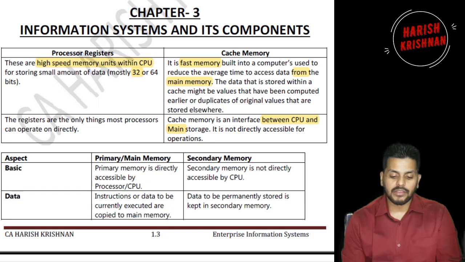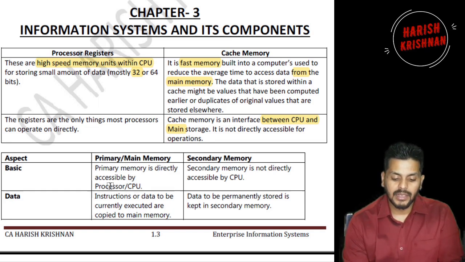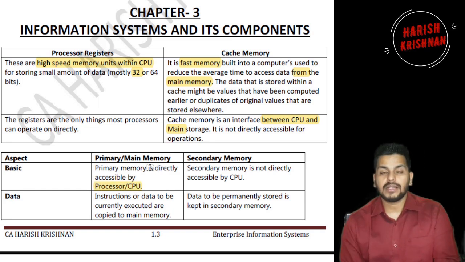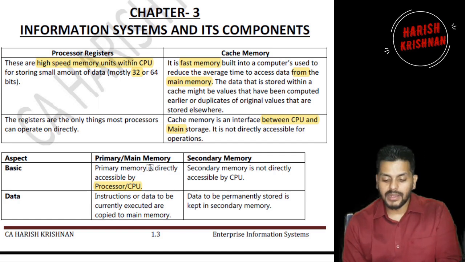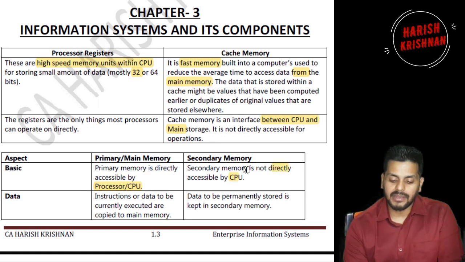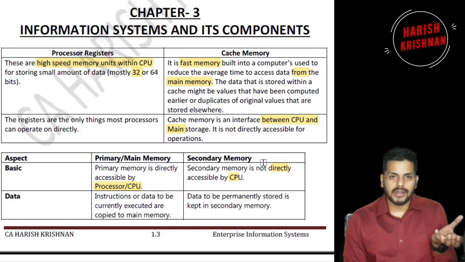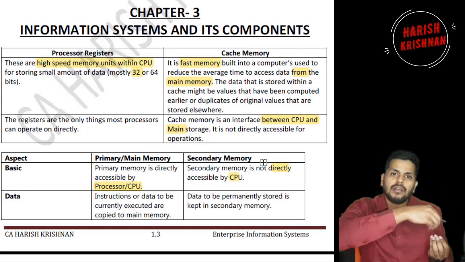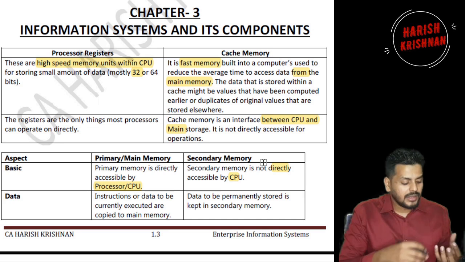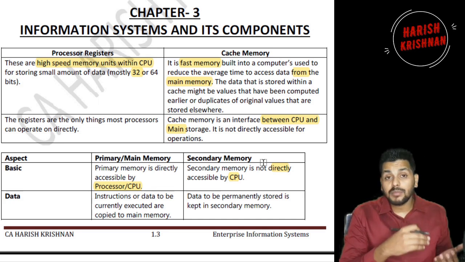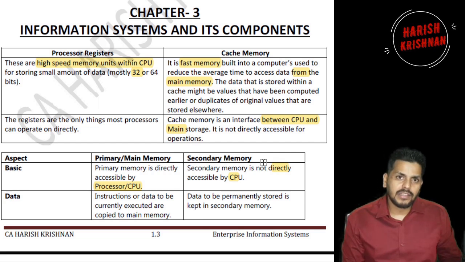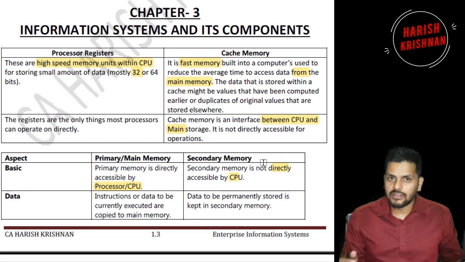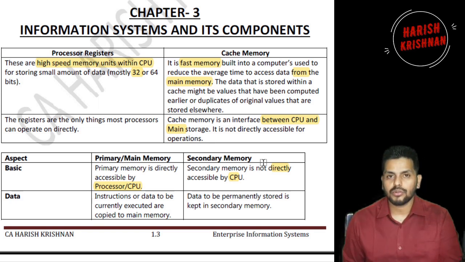So primary memory, what is the basic difference between both these aspects? Primary memory is directly accessible by the processor or CPU. That is, primary memory is RAM. The processor can directly access that. While secondary memory is not directly accessible by the CPU. You know what secondary storage devices are? If secondary storage devices have some information and it has to be accessed, it has to be accessed through the primary memory. And primary memory is smaller in size, secondary memory is larger in size. All those points are going to come up, so stay attentive.